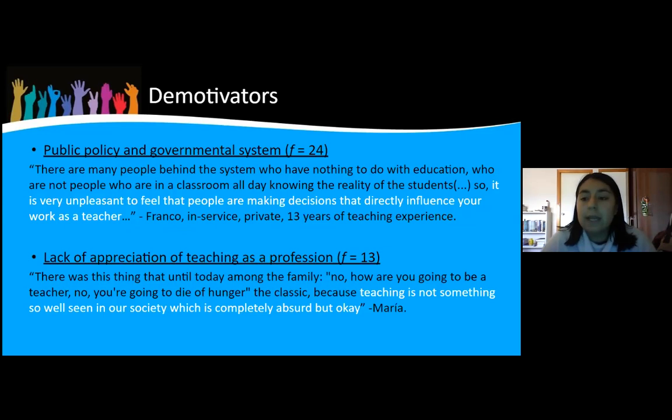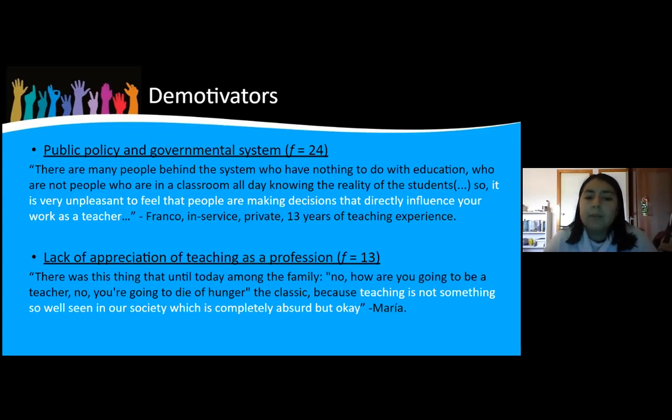with expressions like, "It is very unpleasant to feel that people are making decisions that directly influence your work as a teacher," referring to the Chilean authorities that know quite little about the reality of Chilean classrooms.